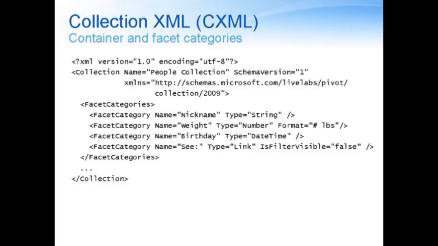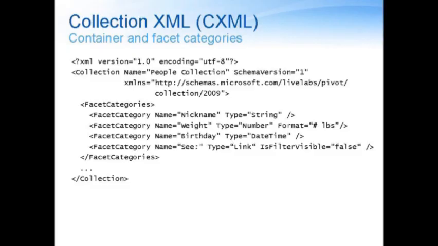So in this collection, we expose a name, a nickname that has a type of string. Somebody's weight, again, this is of type number, and you can specify a custom format string so that when the Pivot Viewer displays this, it formats it in this way. So the number would come out as the value pounds. A birthday category that's of a date type.